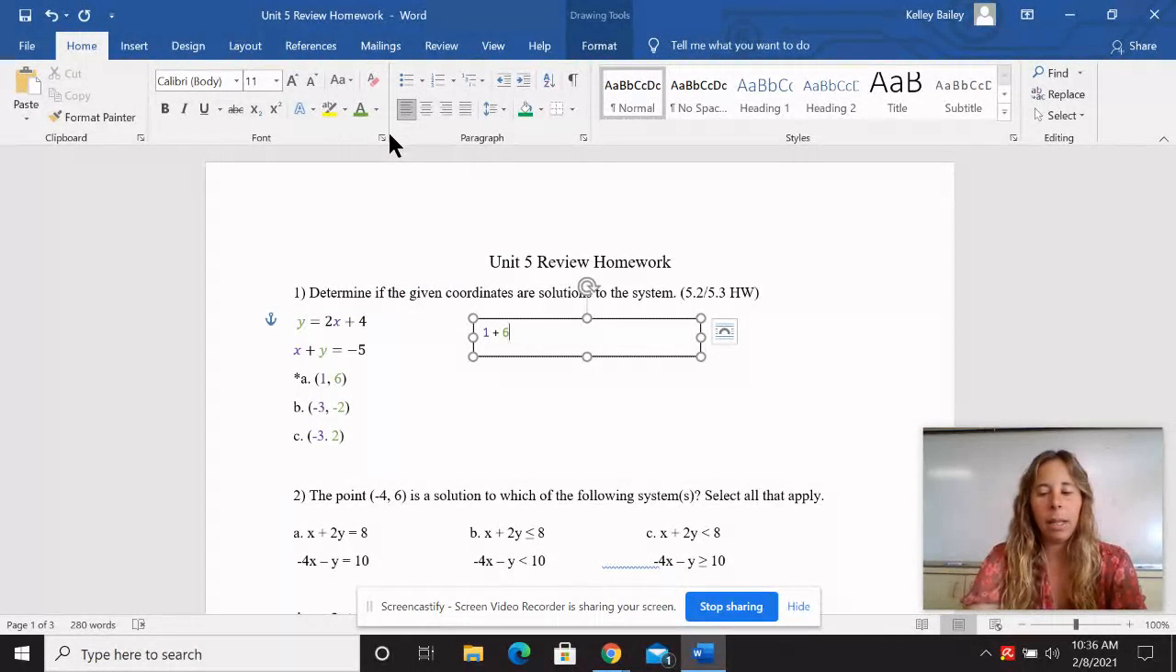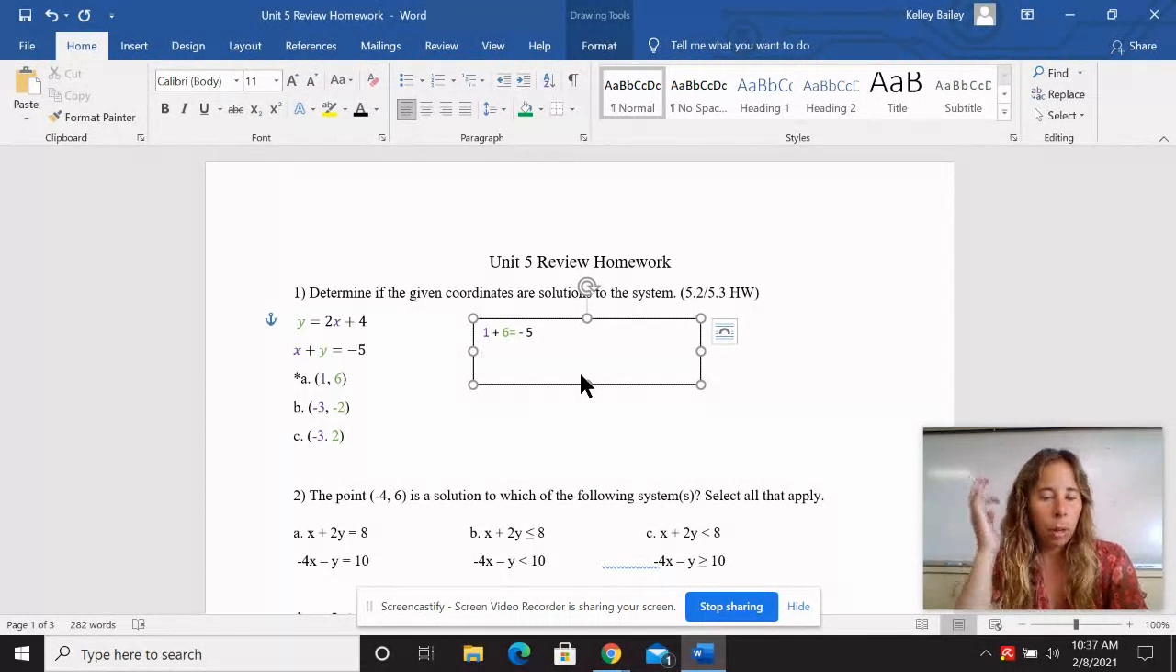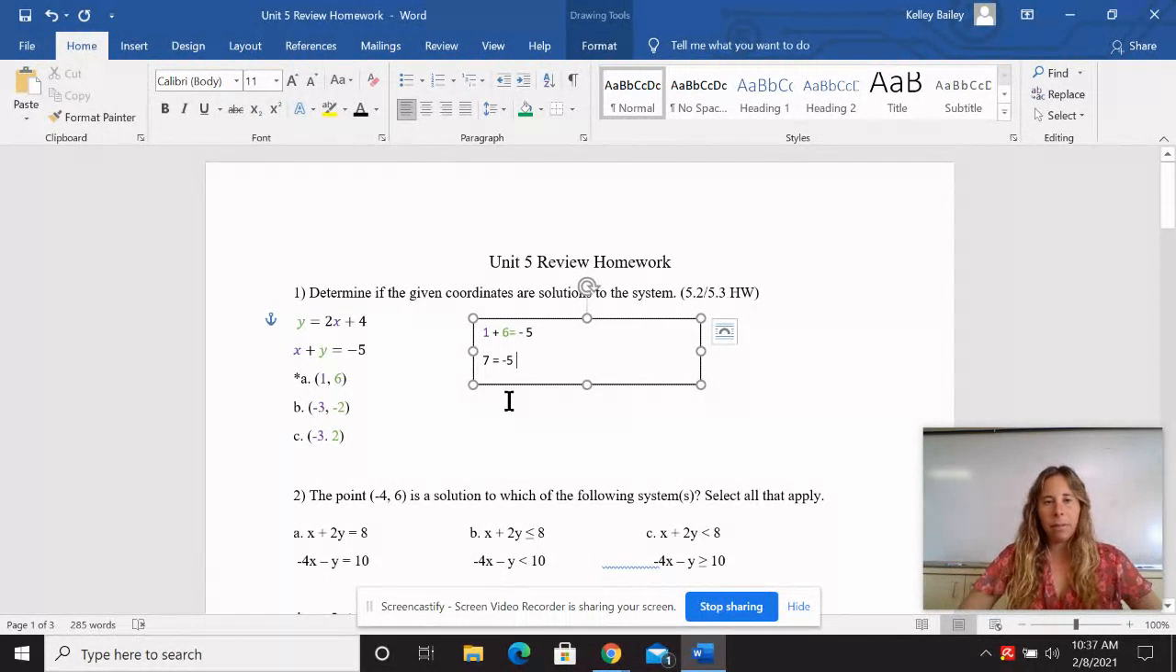Equals negative 5. It should equal negative 5. Okay, so I just rewrote it. I substituted in 1 for x and 6 for y. Let's see if it's true. 1 plus 6 is 7 equals negative 5. So is this true? Is 7 equal to negative 5? No, they're different numbers, right? 7 is much different than negative 5, so it does not work.